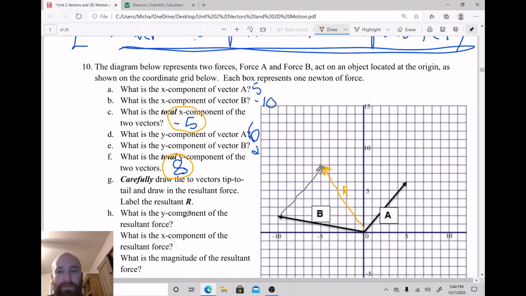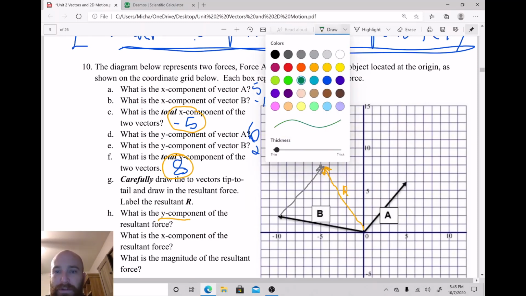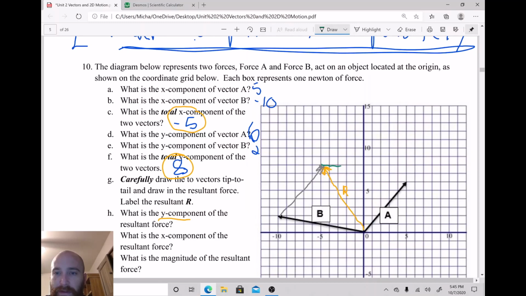And if we talk about our resultant force again, I'm just going to talk about this arrow right here. What is the y component of that resultant force? Let's change color one more time. I'm just going to look at this. The y component is, again, I'm just going over here. It looks like it's 5, 6, 7, 8. So the y component is 8. What is the x component? So if I draw it down, it looks like the x component is -5.